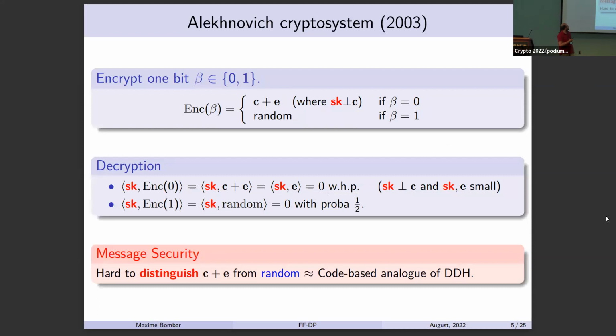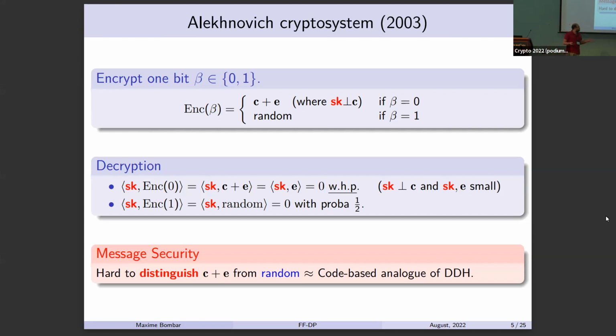For decryption, Alice will use the knowledge of her secret key, and she will take the inner product between the received word and her secret key. Because the secret key is in the dual, when Bob sent the encryption of 0, that is to say, when he sent C plus E, this is nothing else than the inner product between the secret key and the error. Since both are vectors of very small Hamming weight, that is to say there are lots of zeros, this inner product will be 0 with very high probability. On the other hand, if Bob encrypted 1, he sent a random vector, so this inner product will be a random bit, so it will be 0 with probability 1/2.